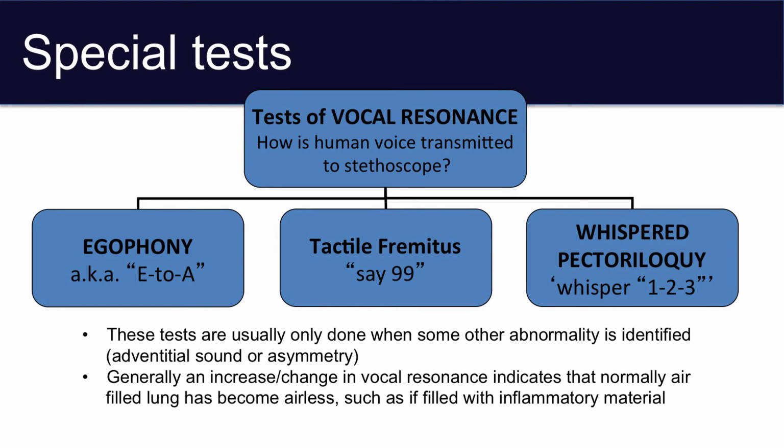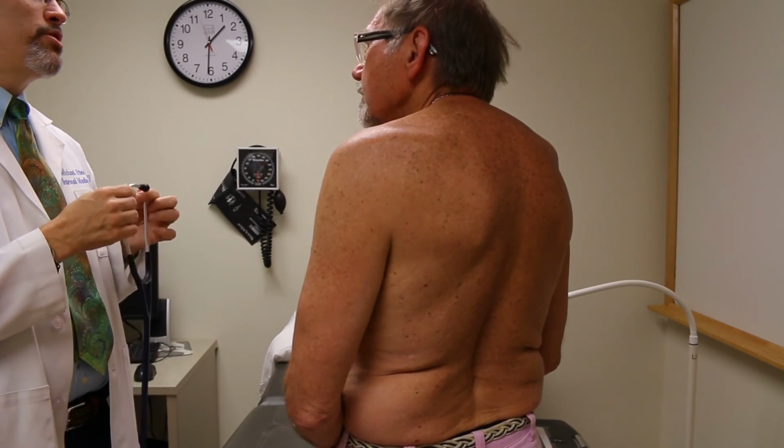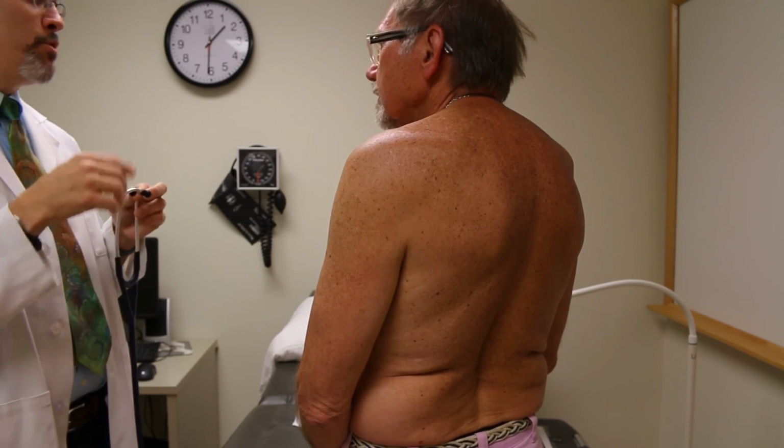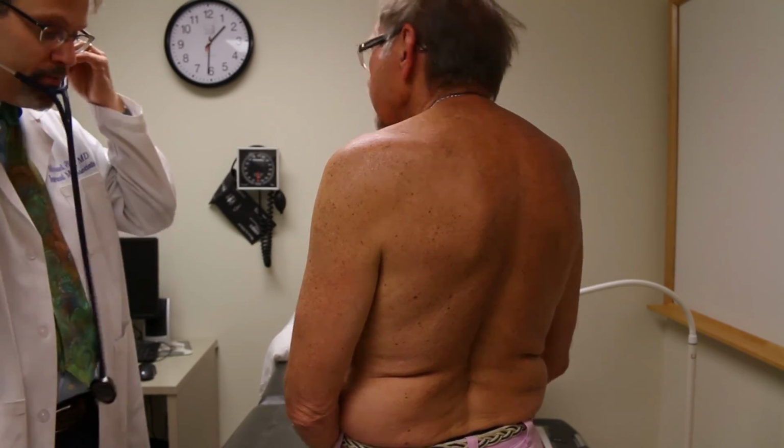Likewise, another similar test is called whispered pectoriloquy. In this case, you listen over the chest in all of the auscultation areas and ask the patient to whisper softly 1, 2, 3. Okay, so I'm going to ask you to whisper 1, 2, 3 in a very soft whisper as I move my stethoscope around. Okay.